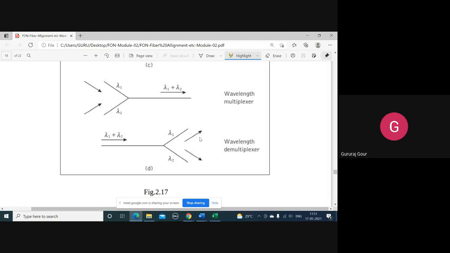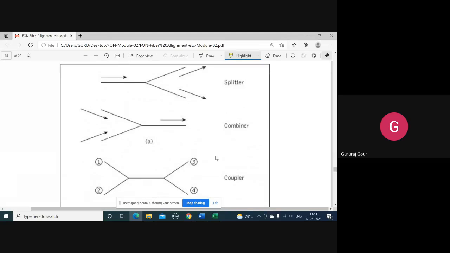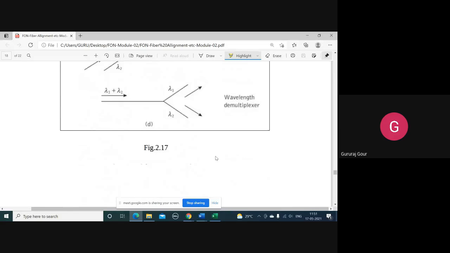Splitting means it will separate. Whatever the sum of two wavelengths is coming, it will be separated. That is the difference between the normal multiplexer, demultiplexer, and the wavelength multiplexer and demultiplexer. So like that, guys, you need to explain about these couplers in detail with simple diagrams.